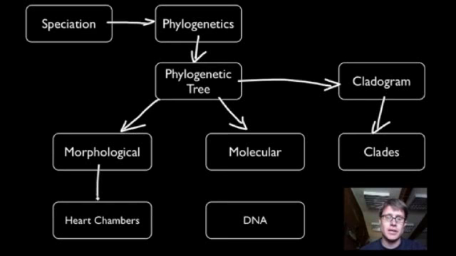And so morphologically, I'm going to talk about hearts and how hearts have changed over time as they've required more and more things. And then the last is molecular. In other words, how do we use DNA to figure out who's related to whom? So those are phylogenetic trees. This is the evidence that we use to figure it out. And then at the end, I'm going to talk more about cladograms and how you create a cladogram.